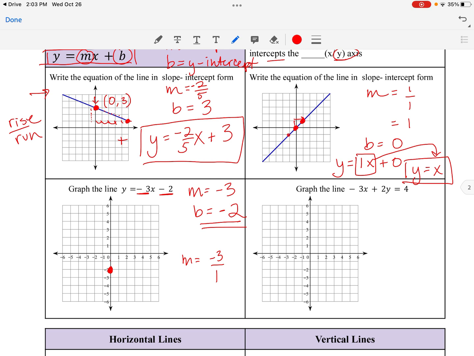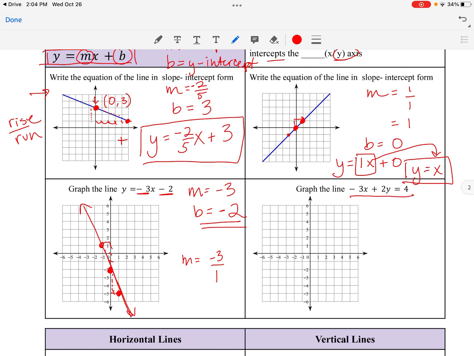So from this point, I'm going to rise negative 3, so I'm going to go in the negative direction. 1, 2, 3, and then I'm going to run 1 in the positive direction, and that will get us to this point right here. I could also rise positive 3, 1, 2, 3, and then run negative 1 and get this point. Those are both points on the line. Okay, let's try another one.